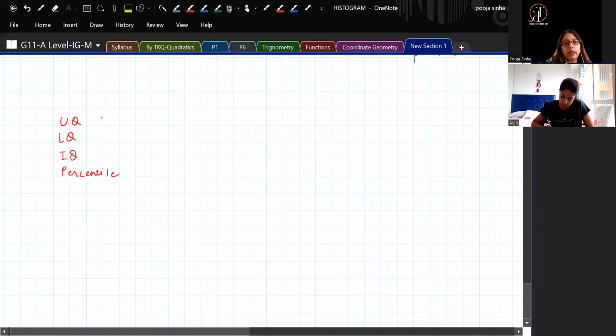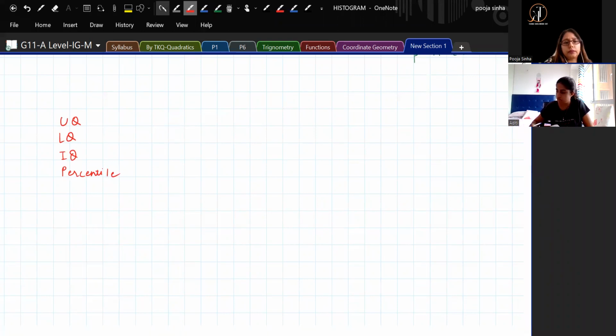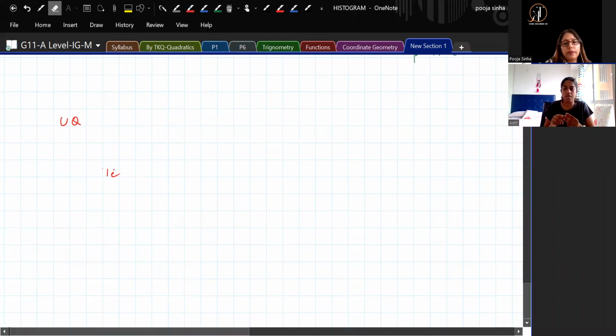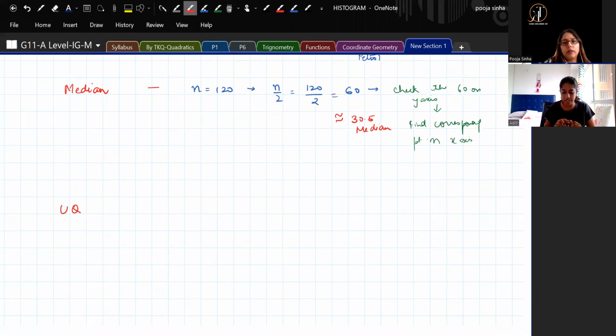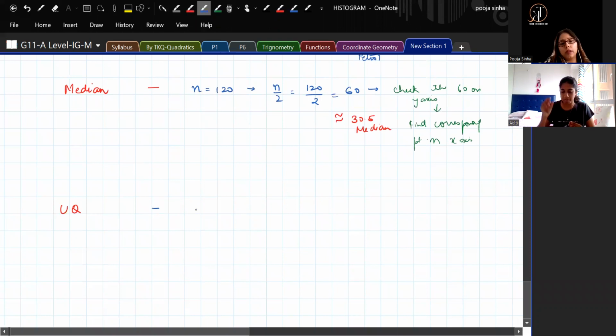For the upper quartile, what we do is, for the median, what did we do? We took the entire frequency and did n divided by 2, so that will be 60 in this case. For the upper quartile, we take the bigger frequencies, right? 120 minus 60, which will be 60. Now 60 divided by 2 is 30. So just add 60 plus 30.